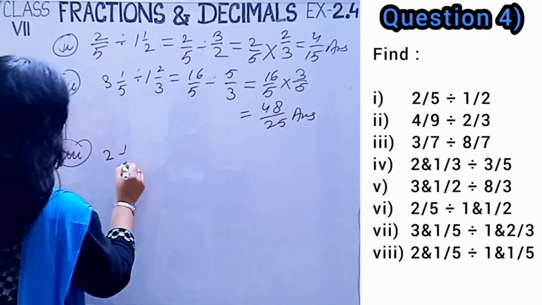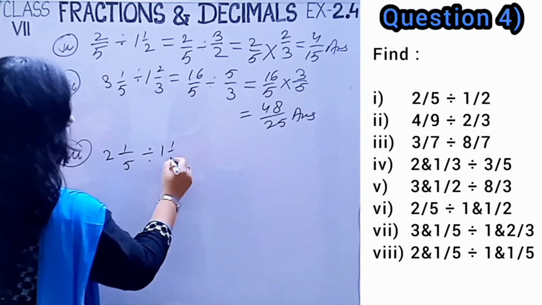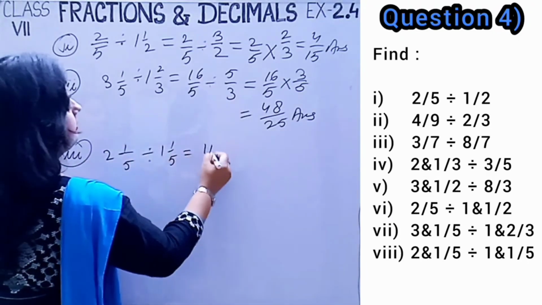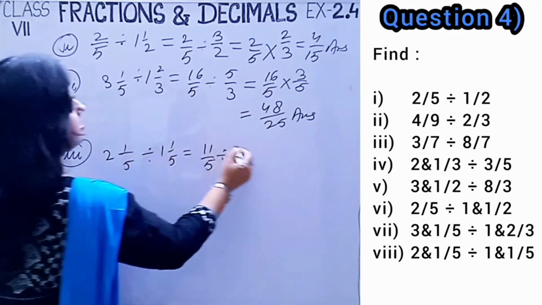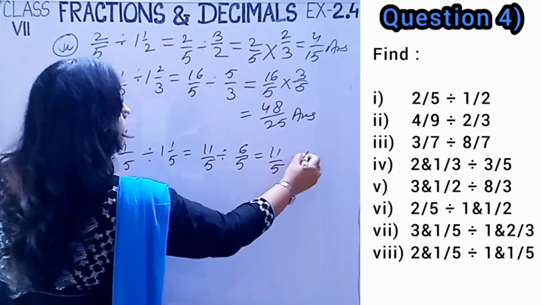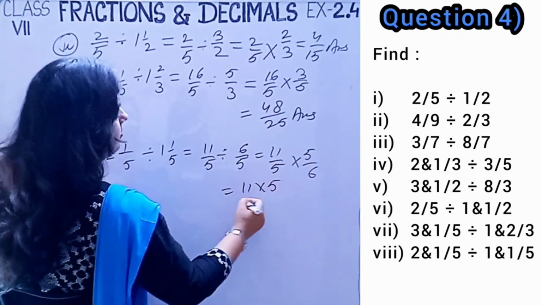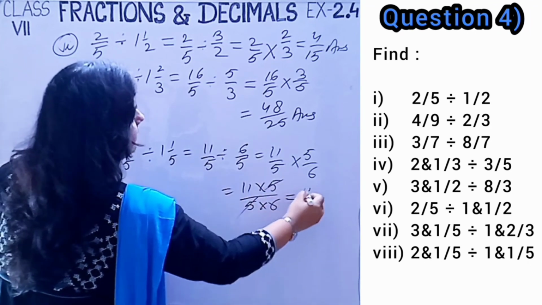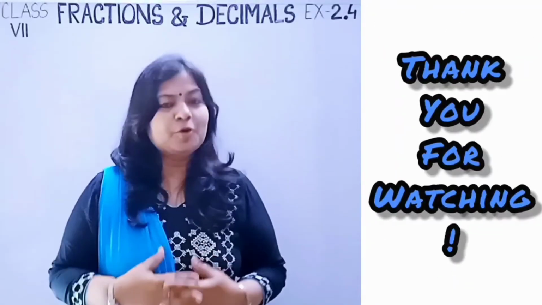8. 2 and 1 upon 5 divided by 1 and 1 upon 5. So 5 2s are 10, 10 and 1, 11. 11 upon 5 divided by 5 1s are 5, 5 and 1, 6. 6 upon 5. 11 upon 5 into 5 upon 6. So 11 into 5 and 5 into 6. 5 and 5 cancel out. We have 11 upon 6. Answer.